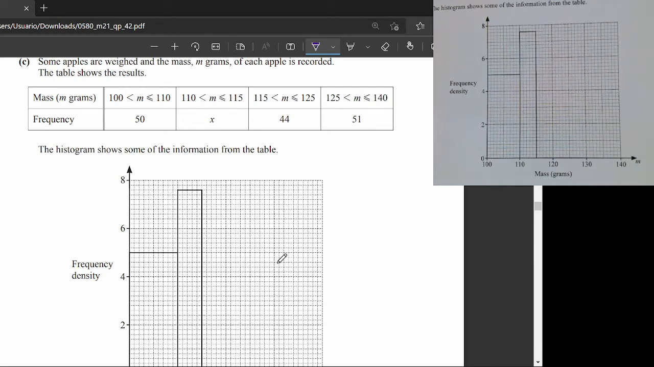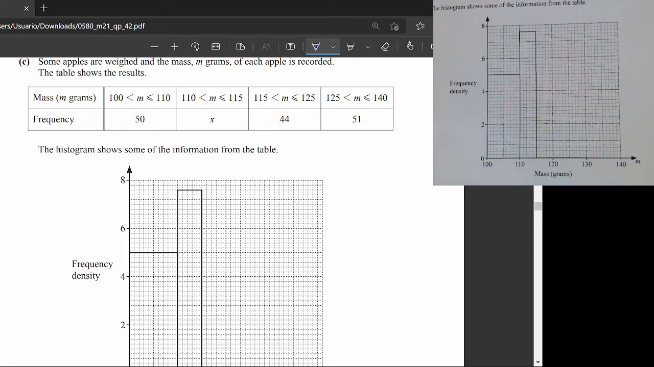7C, histograms. Histograms, remember the formula. The way I do that, I just remember that the area of the bar equals the frequency. So that means frequency equals frequency density times the bottom axis, which is the class width.